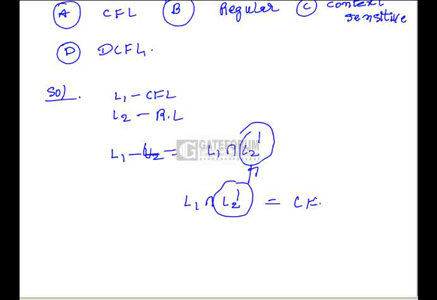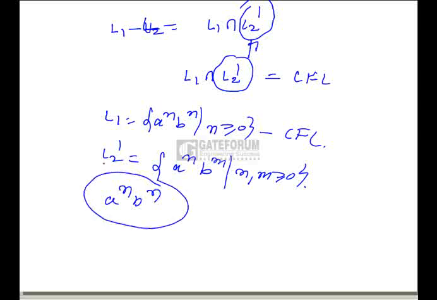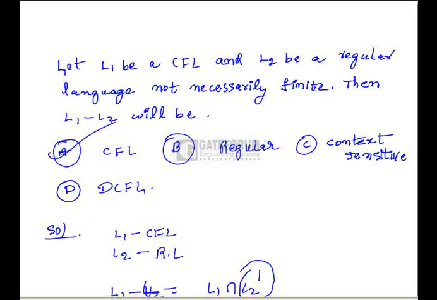The intersection of one context free language and one regular language is a CFL. It is a CFL, though not always regular. For example, if L1 is a power n b power n such that n is greater than or equal to 0, it is a CFL but not regular. But L2 complement is given as, for example, a power n b power m such that n, m are greater than or equal to 0. So here L1 intersection L2 complement is a power n b power n only, because all the strings of L1 are a subset of the given language. So a power n b power n is the result, which is also a CFL. So option A is the correct option here.